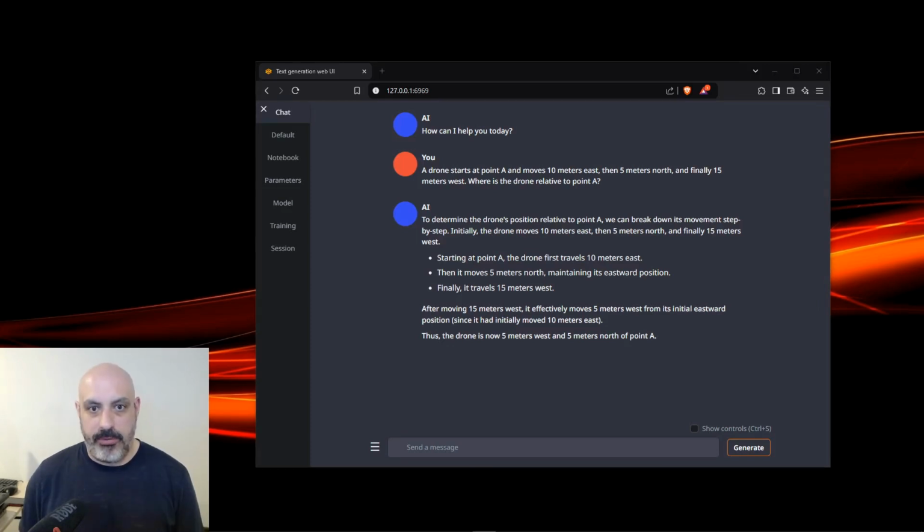It showed its chain of thought and came to the conclusion that the drone is now 5 meters west and 5 meters north of point A, which is correct.